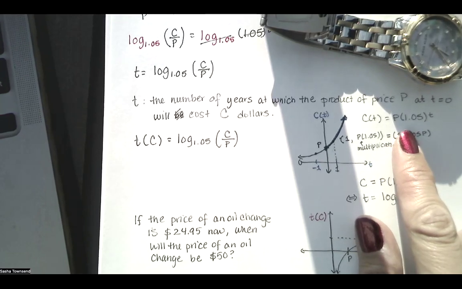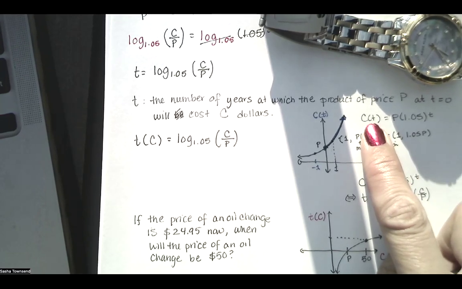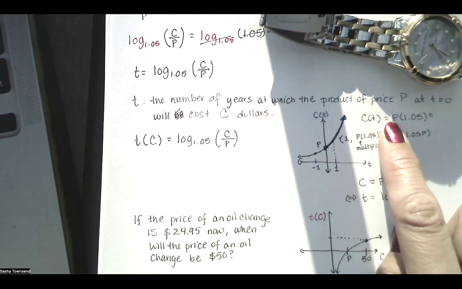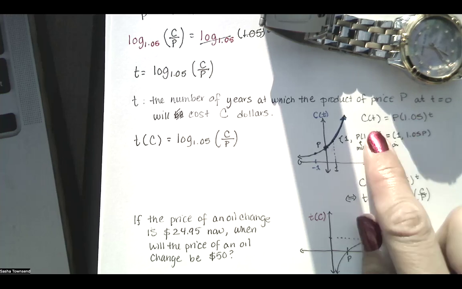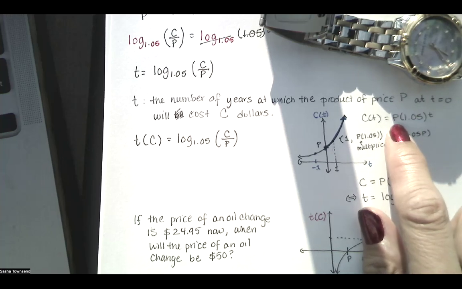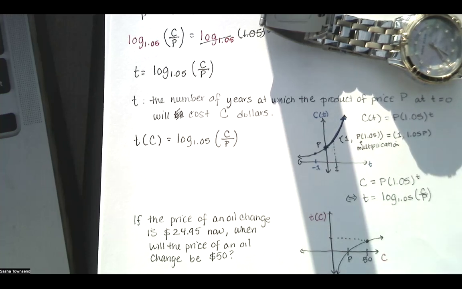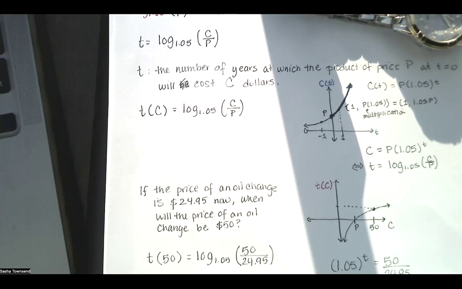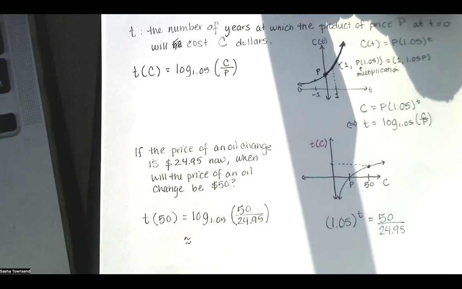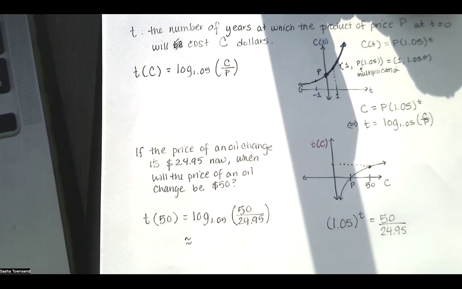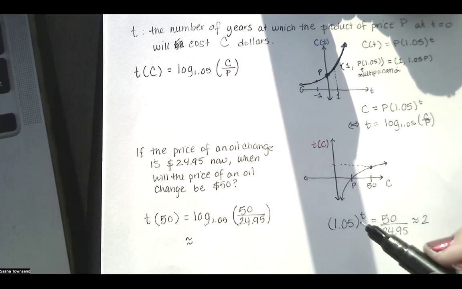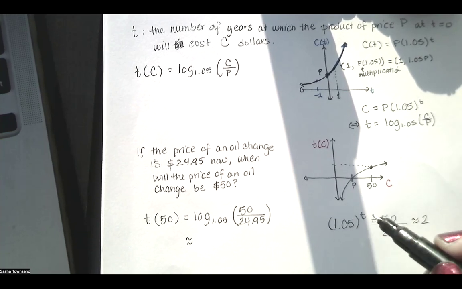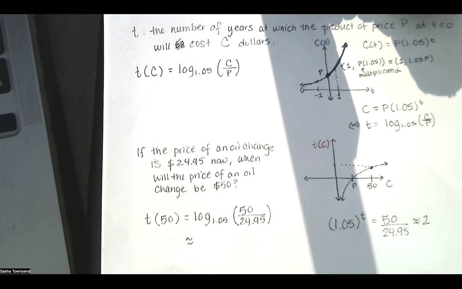I could have answered that question by just substituting C of T equals 50 here, knowing my P is $24.95, and then just solved that for T by dividing both sides by P and then taking the log base 1.05 of both sides. So we're asking ourselves this question, well, what is the value of T that gives us this? And we know that this is approximately 2. Well, what does T have to be so that 1.05 to the T is approximately 2? I'm not really sure.